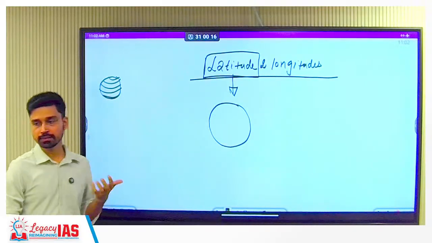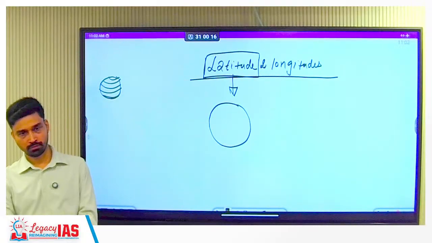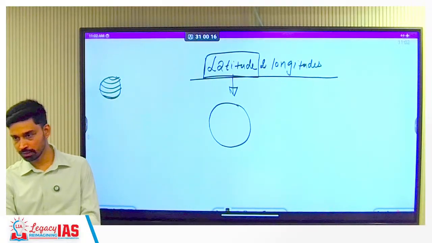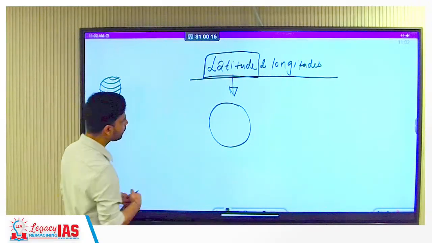How exactly is latitude drawn? Is a latitude a real line or an imaginary line? Okay, there is no such physical line that exists on the earth. We have drawn it for our own convenience, for our own purposes. So how is latitude drawn?